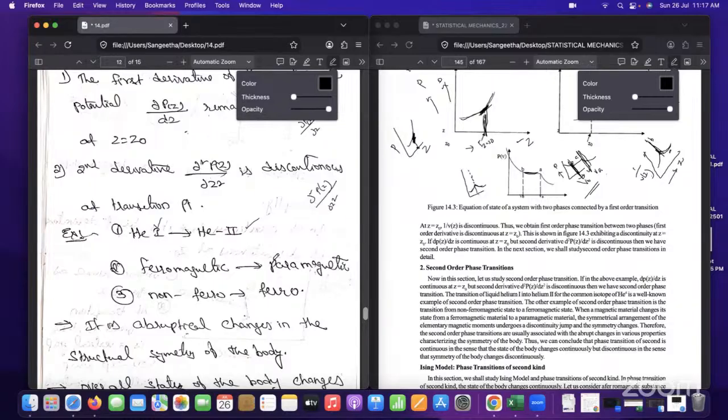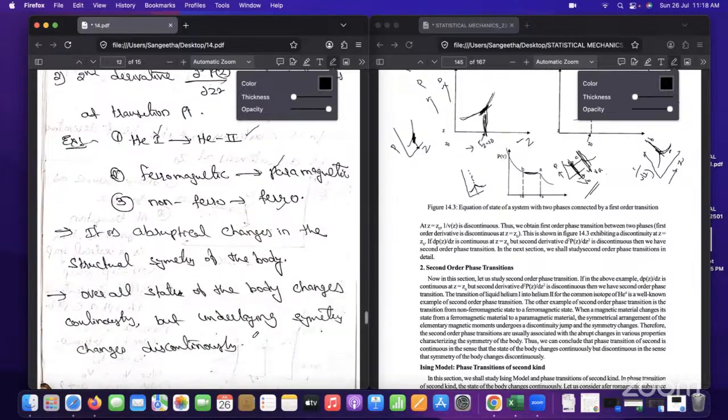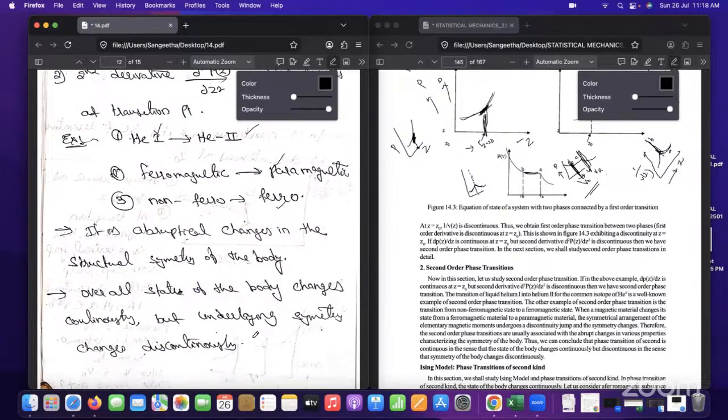Ferromagnetic material is converting into paramagnetic material. Non-ferromagnetic material is converting into ferromagnetic material. There are abrupt small, so many structural changes taking place in the body. It is an abrupt change in the structural symmetry of the body. The overall state of the body changes continuously. Actually, overall it is continuous, but a small part of the symmetry is discontinuous. This is about second order phase transition.